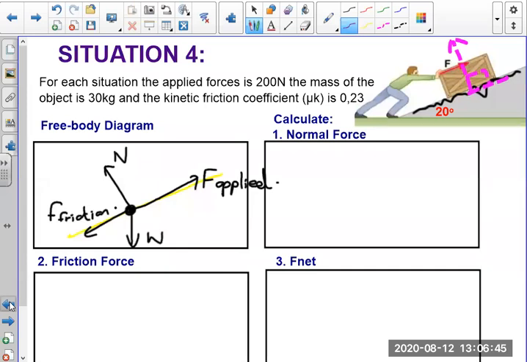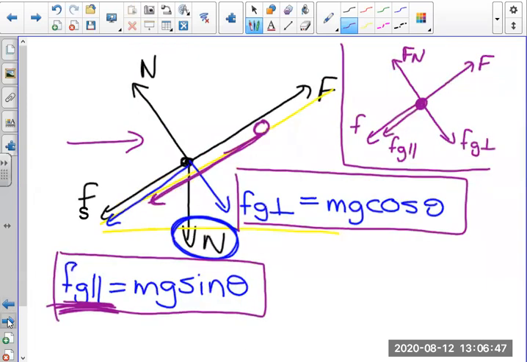Now, when we work out the normal force, and I'm going back to where I just showed you there, can you see the magnitude of the normal force is going to be equal in magnitude to the component of the gravitational force? Can you see that? So these two are going to be equal. So what I have to remember is that FG perpendicular, which is mg cos theta, is equal to the normal force. Okay, so this is how we're going to work out the normal force.